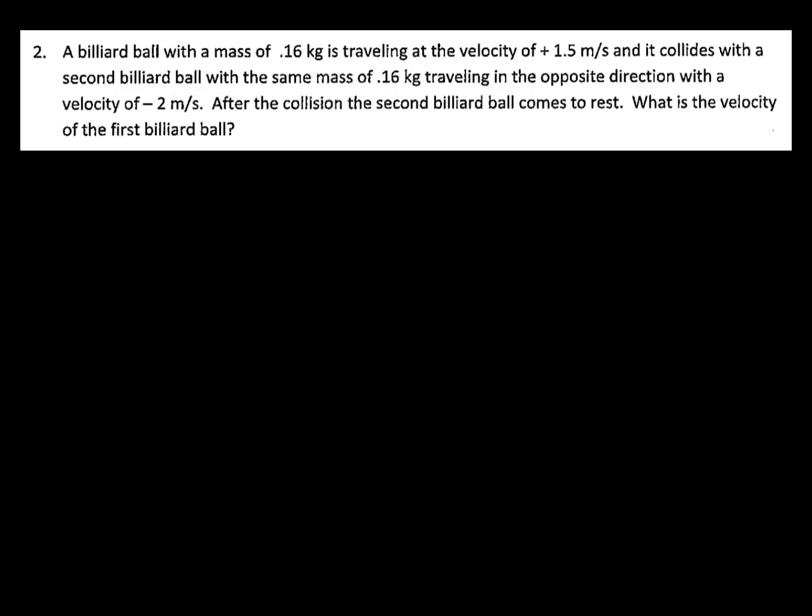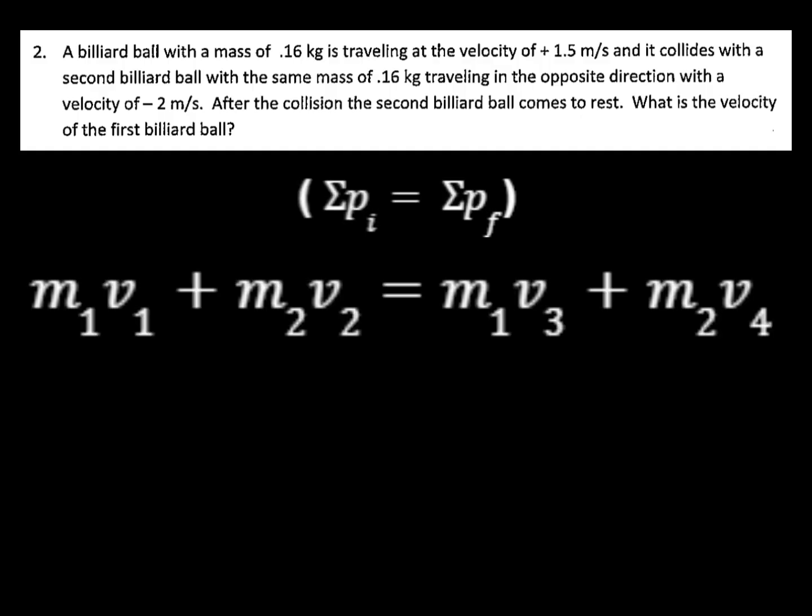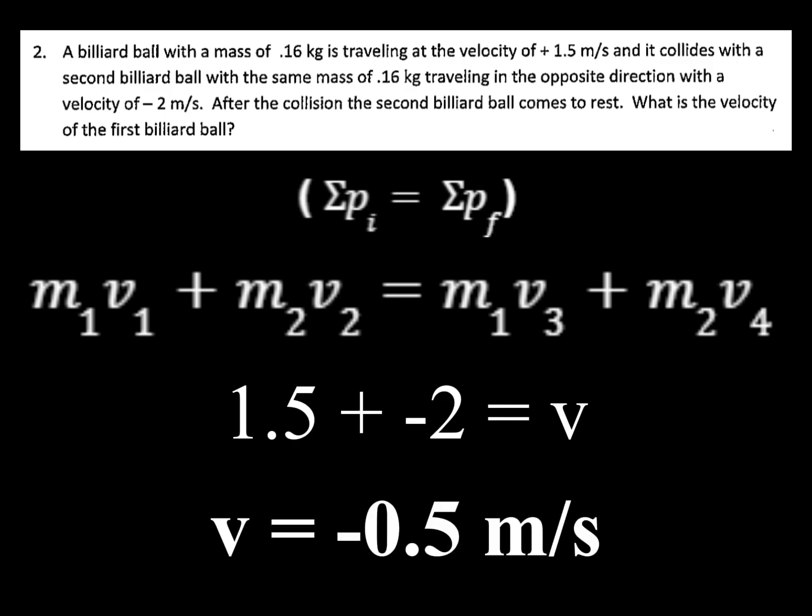This problem will be solved exactly the same as the first one was, so we'll just go ahead and insert the momentum equation. But notice because the billiard balls are of the same mass, all we have to do in this problem really is insert the velocities for each ball and then solve for the final velocity of the first billiard ball, which will end up being negative 0.5 meters per second.